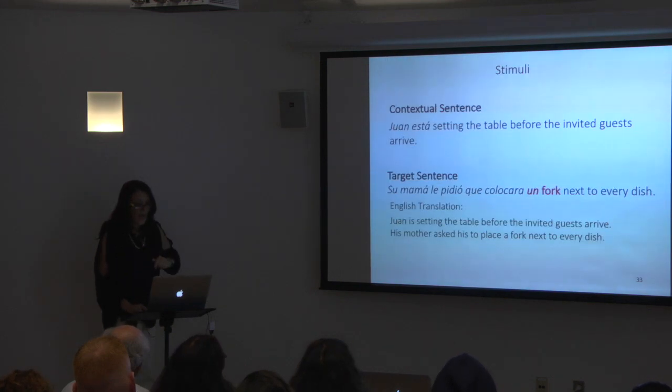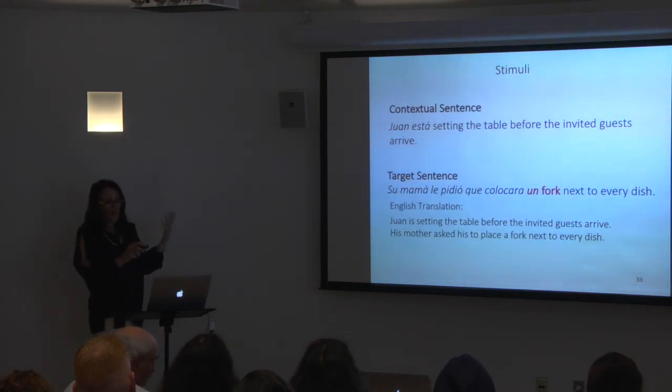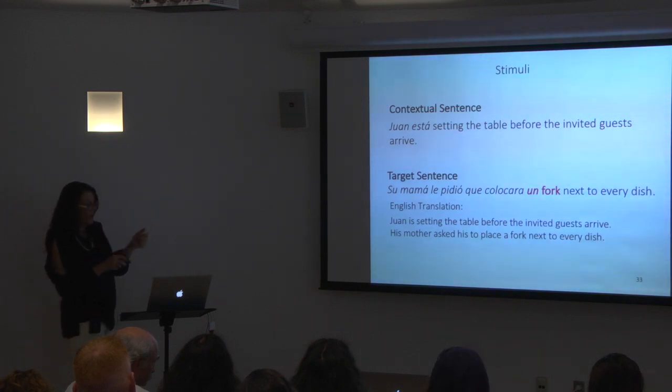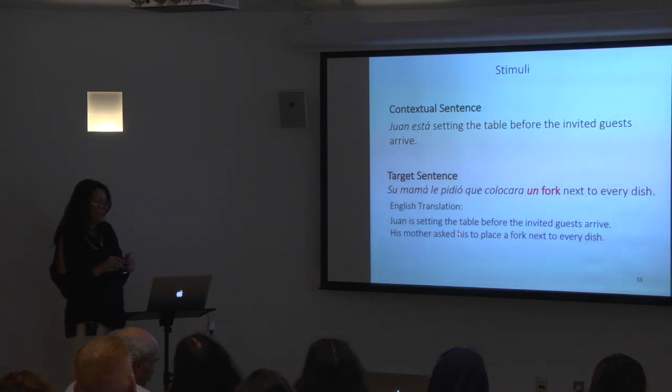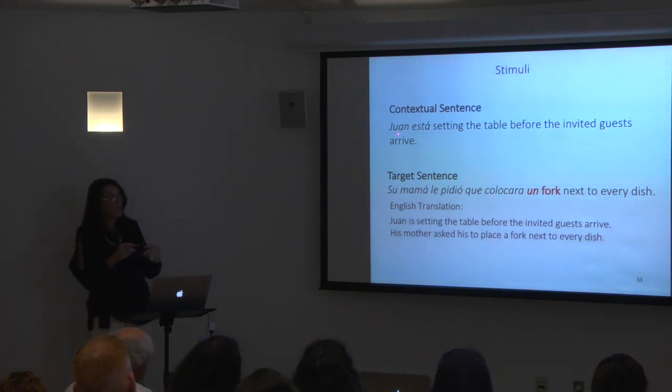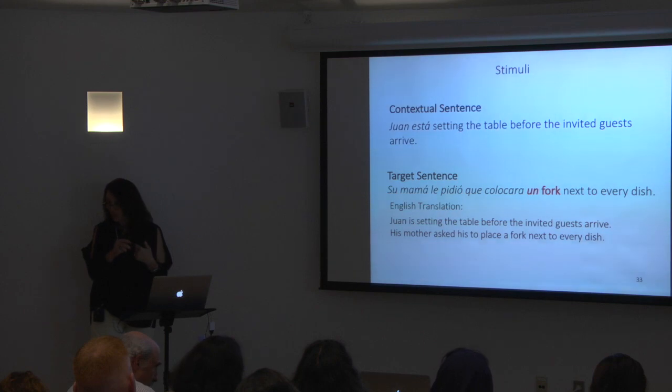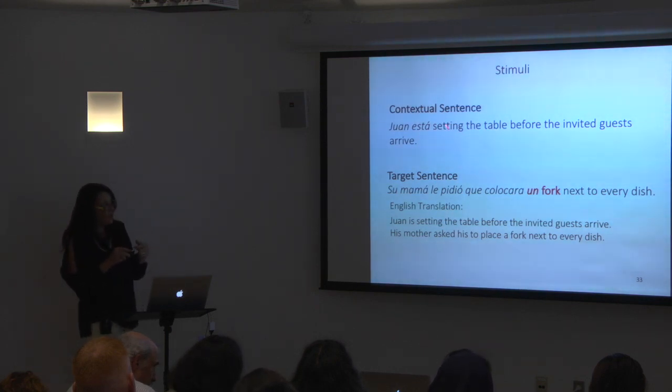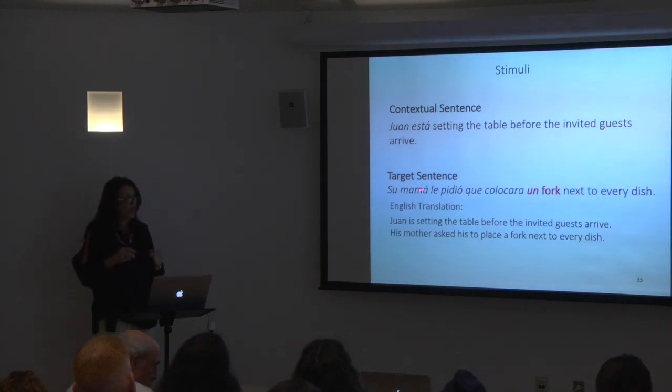So in this particular study, we recorded brain activity, brain potentials, of a group of Spanish-English bilinguals in the US who code switch, and we compared their brain responses with Spanish-English bilinguals in Spain who don't code switch, all right? And we showed them a contextual sentence. So the translation of the sentences are right here. Juan is setting the table before the invited guests arrived. Notice that the contextual sentence had in itself a code switch that also occurs very frequently in bilingual discourse. But what's important here is what bilinguals do when they continue reading in Spanish and now they see the noun un fork. All right?